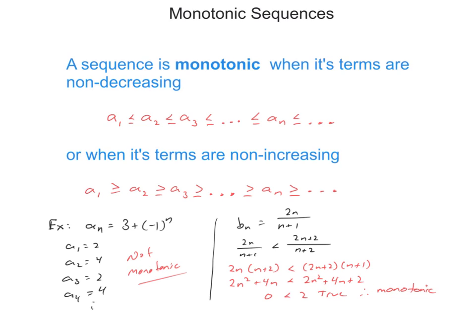And when I go through and simplify that, subtract the 2n squared and 4n from both sides, I get 0, which is less than 2. Well, that's true. And since that is true, I know that no matter what value of n I pick, the next term is always going to be bigger than the previous term. And so therefore, I know that this sequence happens to be monotonic.